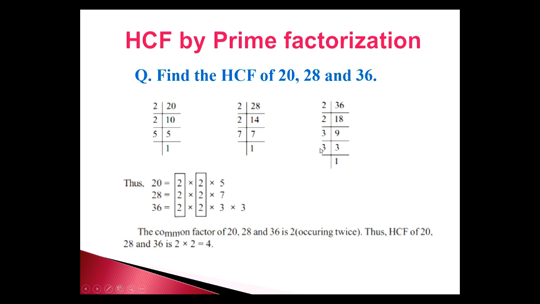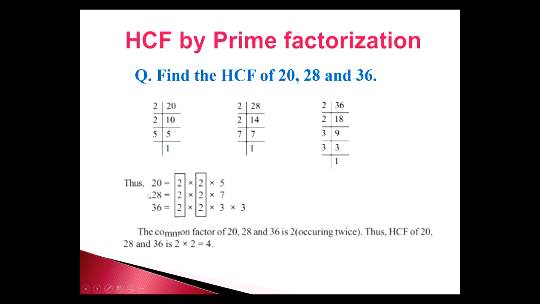Now we'll find out the prime factors of number 36. Again we'll start dividing with the smallest number. 36 divided by 2 equals 18. 18 divided by 2 equals 9. 9 is an odd number. It is not divisible by 2, so we'll divide it with another number. The next number is 3. 9 divided by 3 equals 3 and 3 divided by 3 equals 1. So the prime factors of 36 are 2, 2, 3 and 3, which are also written here.